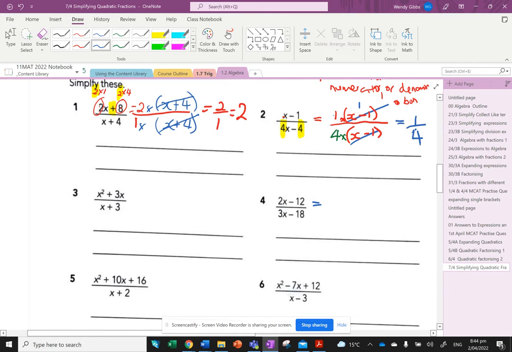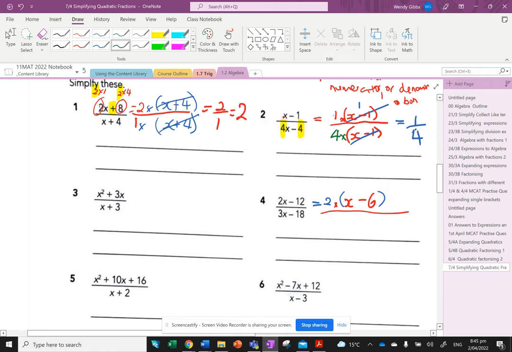Then if we move down to number 4, we do the same thing. Do I have a common factor on the top? Yes, I do. It is a number. It is 2. So I have 2 times bracket. What do I have? 2 times x gives me 2x. And 2 times what makes negative 12? Negative 6. Right, there's a secret times in there.